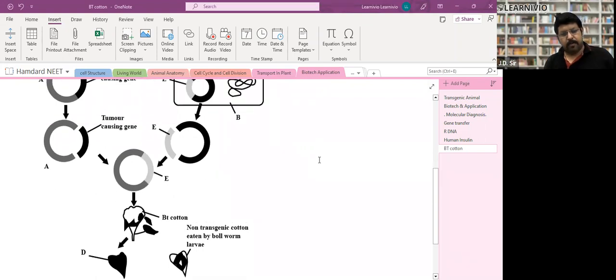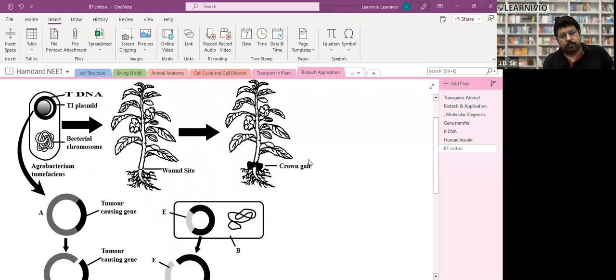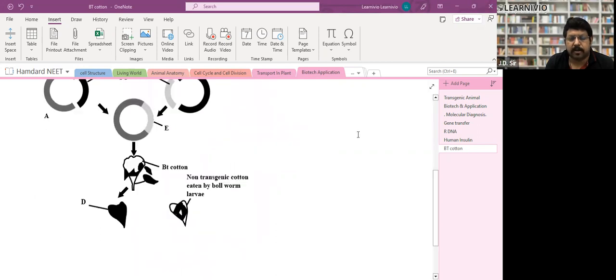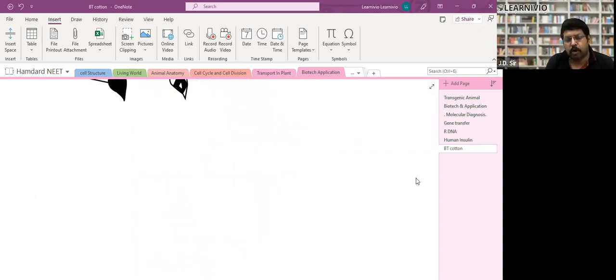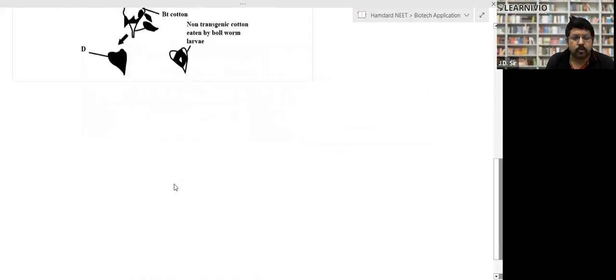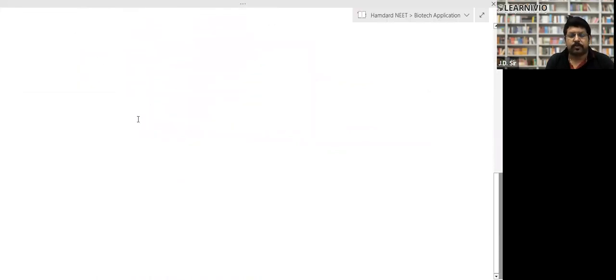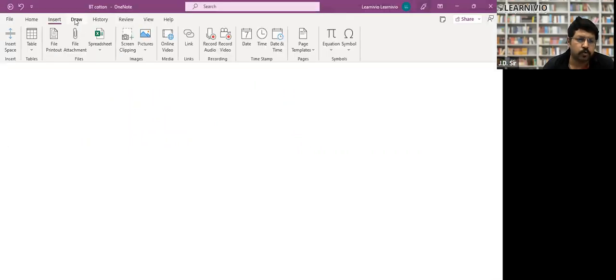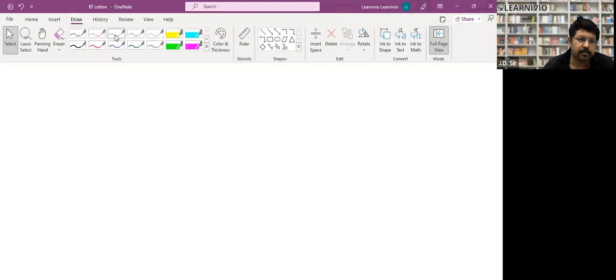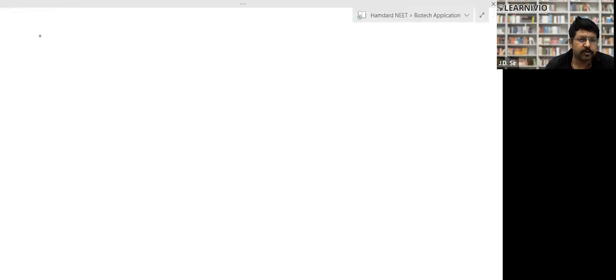Look, what used to happen, Affaf? Previously, we had a cotton bollworm. There was a cotton bollworm, right? Let me explain it this way. So previously, what used to happen? The farmer used to grow brinjal and cotton, right? So first take the example of cotton.